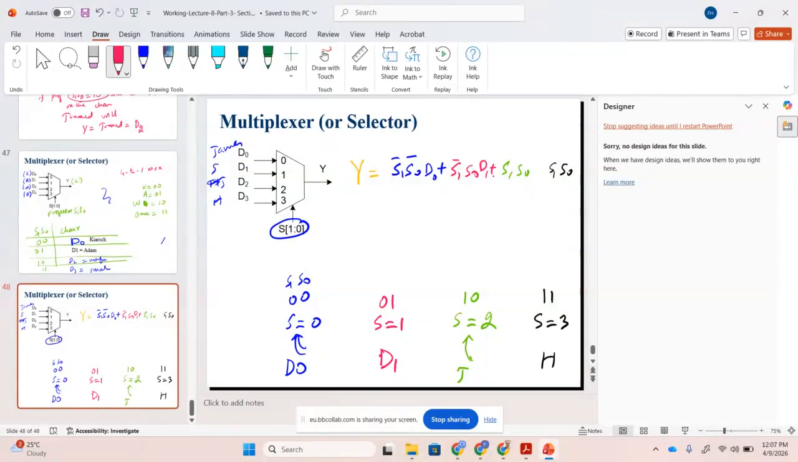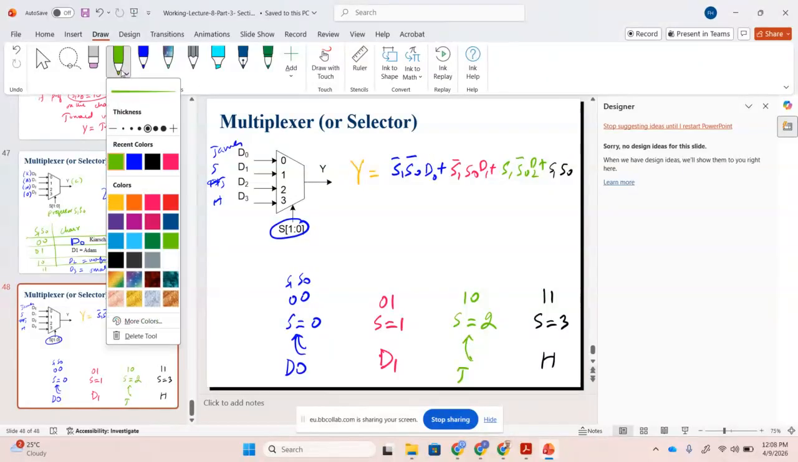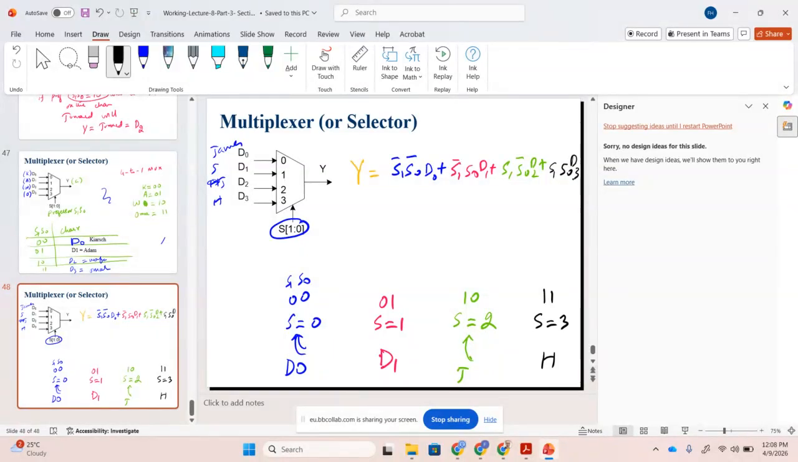Okay, for the green one, where will be a bar? Bar on what? Can anyone help me? For the green one, on S0? Yes, there will be a bar on S0. And for S equal to 3, where will be a bar? There is no bar. So what will be the output? Now I can include D3, so D3 will pass. Any question?